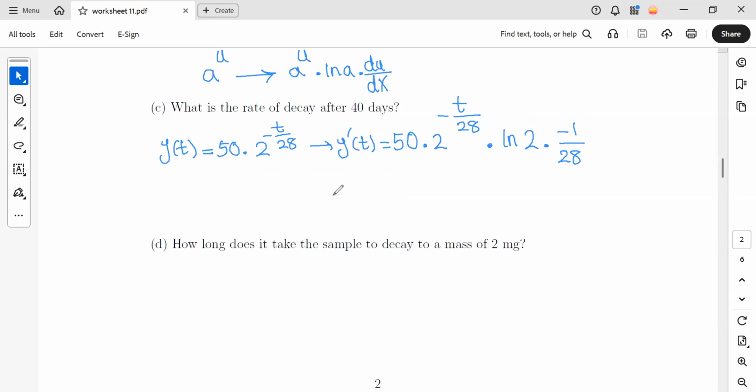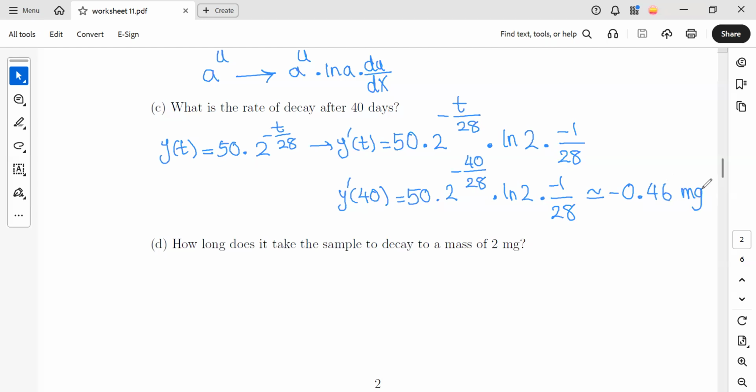Now, the question is asking about the rate after 40 days. So t will be 40 here. Now we have 50 times 2 to the power negative 40 over 28 times ln of 2 times negative 1 over 28. Altogether, after using calculator, you would end up with negative 0.46 milligrams per year.